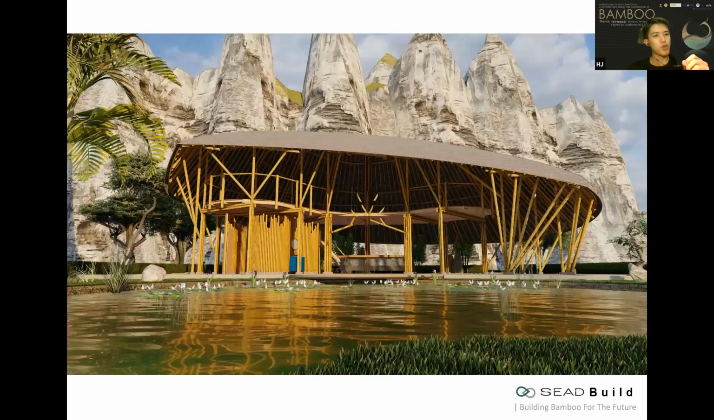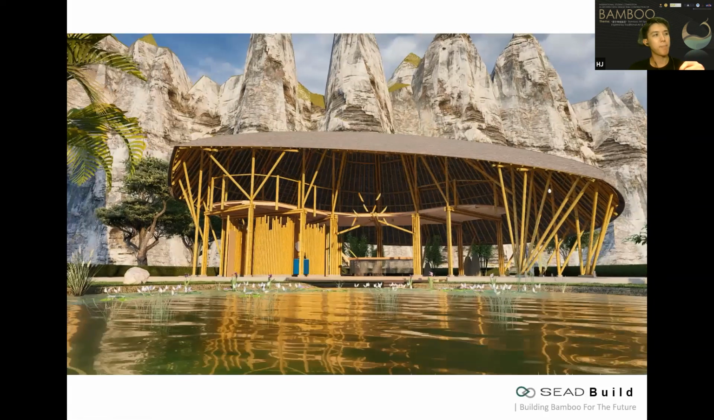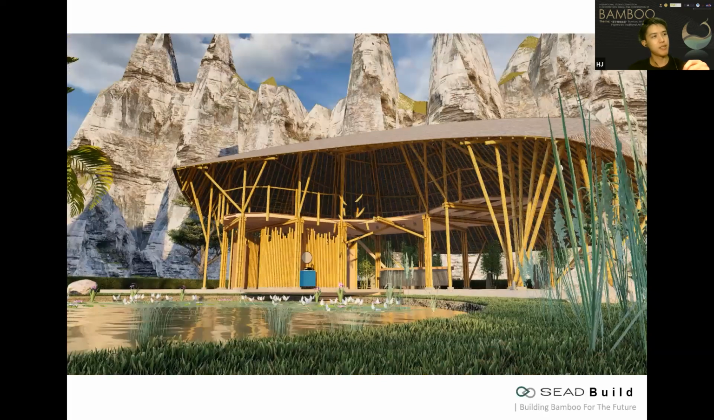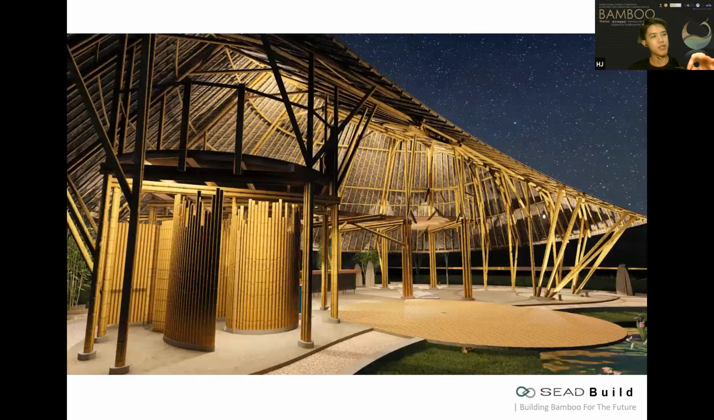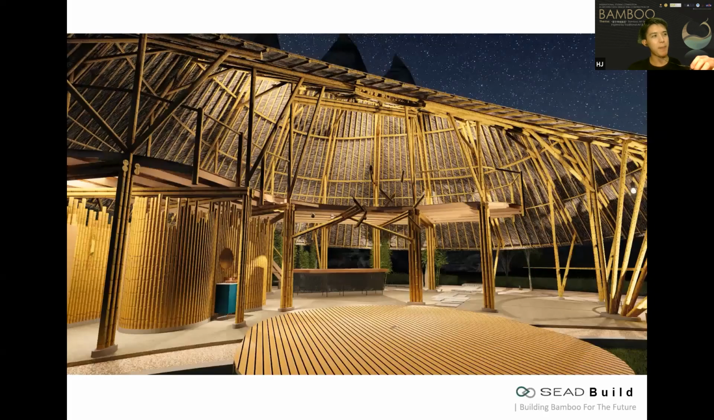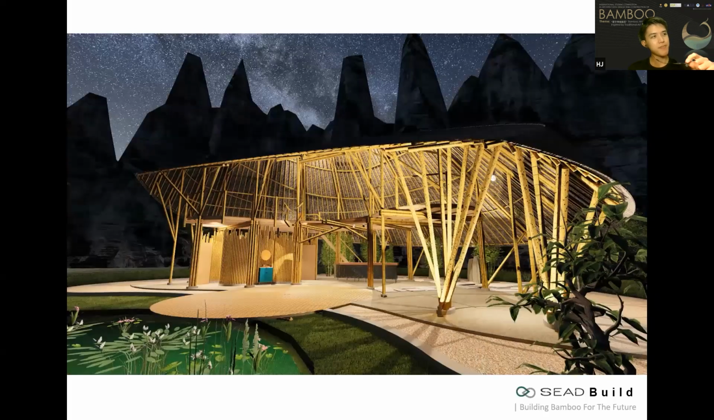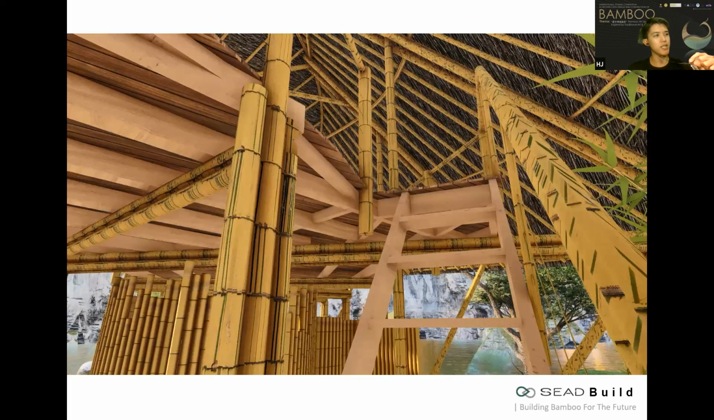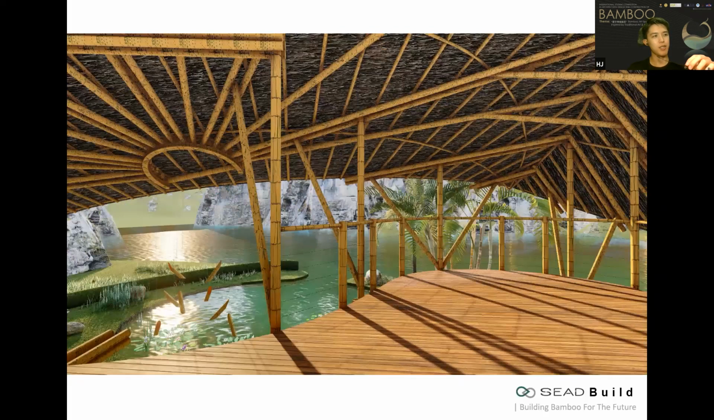So I'll show you what we hope it will look like once it's done. There's a deck overlooking the lake, and then a first floor for resting. And here the view opens up towards the lake. Stop here.